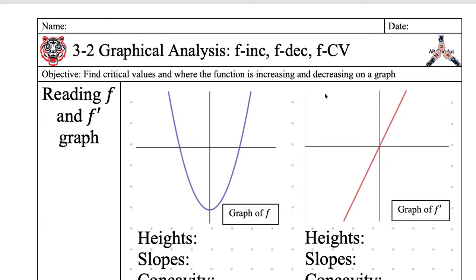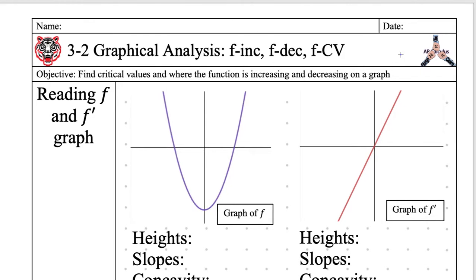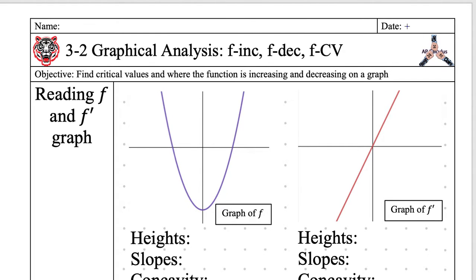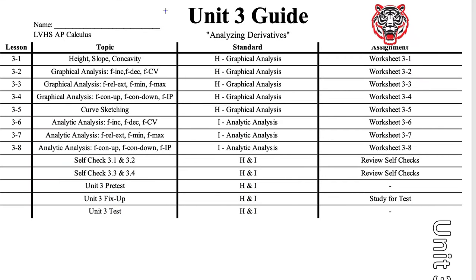All right, we are in AP Calculus. We are on lesson 3-2. Today's date is Monday, October 7th, 2019. Today's lesson is about, again, graphical analysis for basically the whole unit. It goes graphical analysis and then it goes analytic analysis.